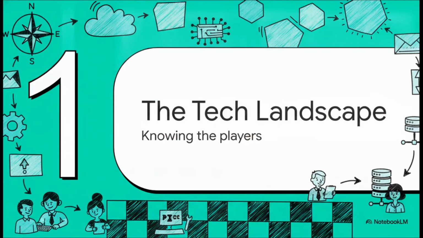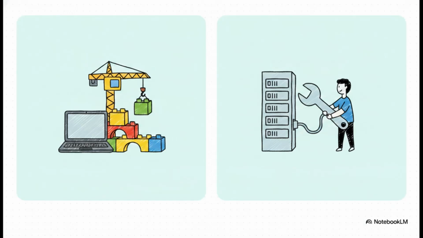First up, navigating the tech landscape. Look, the absolute first step to finding a reliable partner is knowing exactly what kind of team you actually need. And there is a massive industry misconception right here. On the left side, software companies. These are your builders.